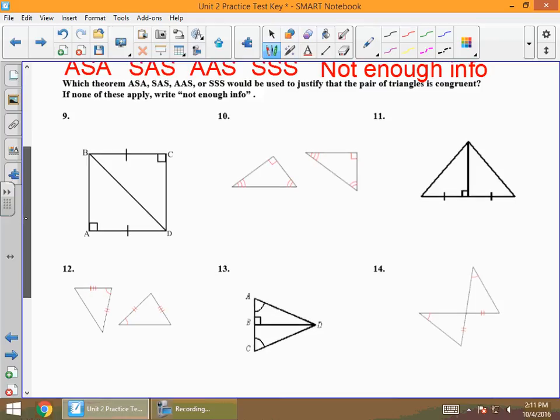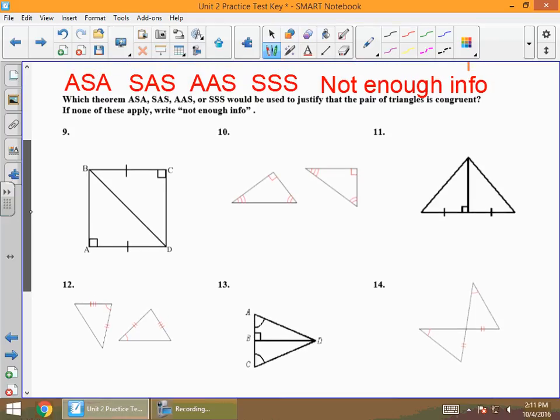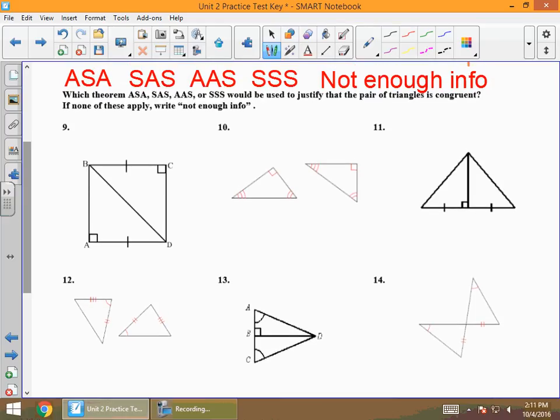All right, 9, 10, 11, 12, 13, 14. On these, you need to pick which one of the 4 ways that we prove triangles congruent, ASA, SAS, AAS, or SSS, can be used. Remember, there is no ASS, there is no SSA. So those two, do not try to use those two. They do not work. And if there's not enough information, I'll say not enough.